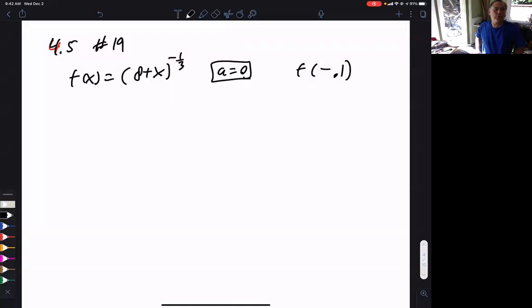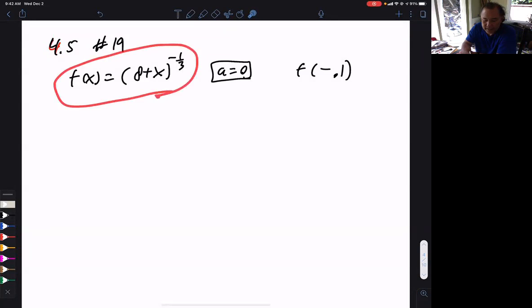So this is chapter 4, section 5, number 19. And we have a function given there, f of x is 8 plus x to the negative 1/3 power. And we want to approximate the value at negative 0.1, when x is negative 0.1.